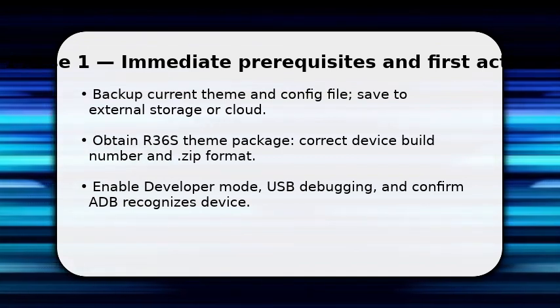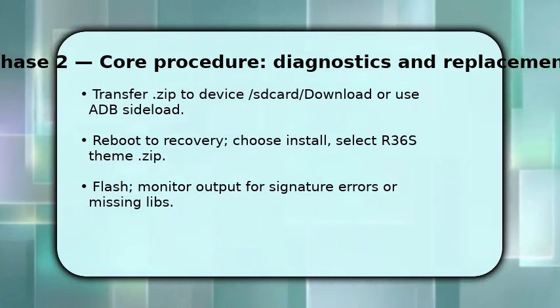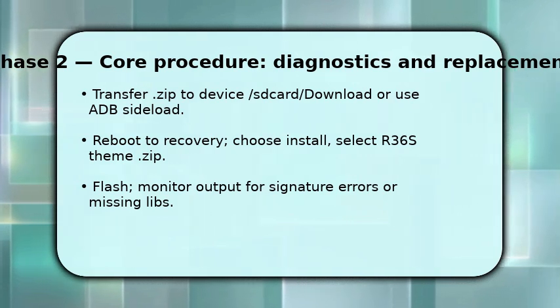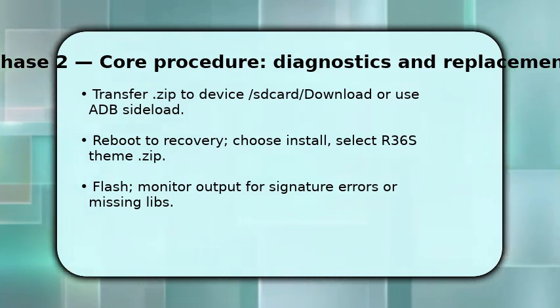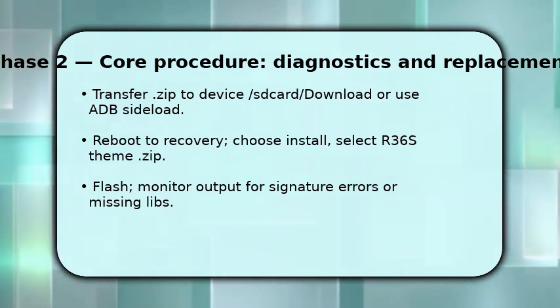zip to /sdcard/download or use ADB sideload if you prefer a direct route. Verify checksum when available. Reboot into recovery, choose install, then navigate to the theme zip and begin flash, follow prompts carefully.